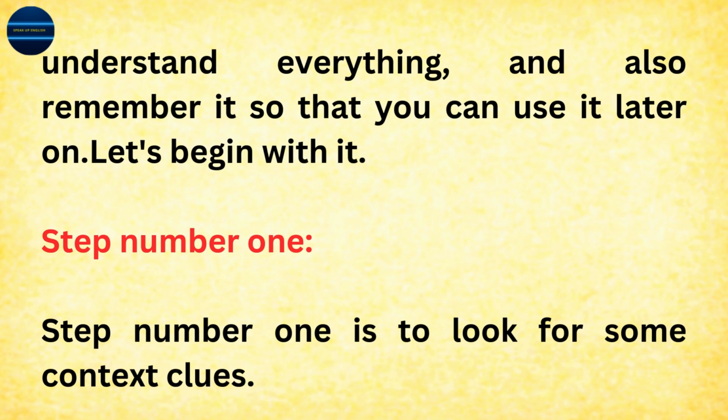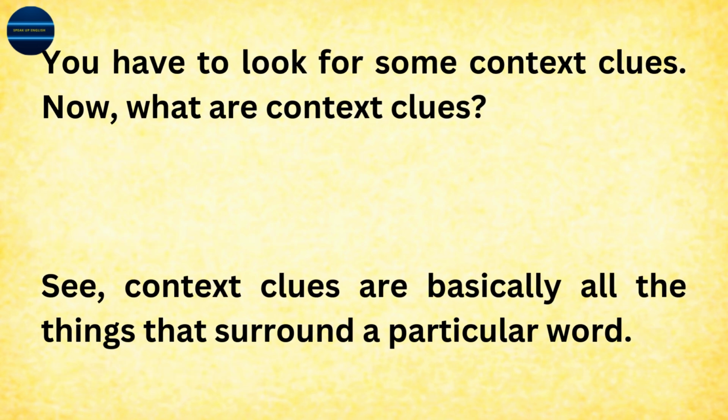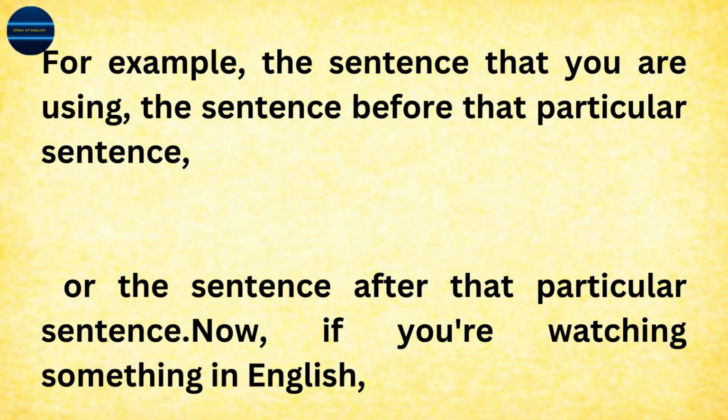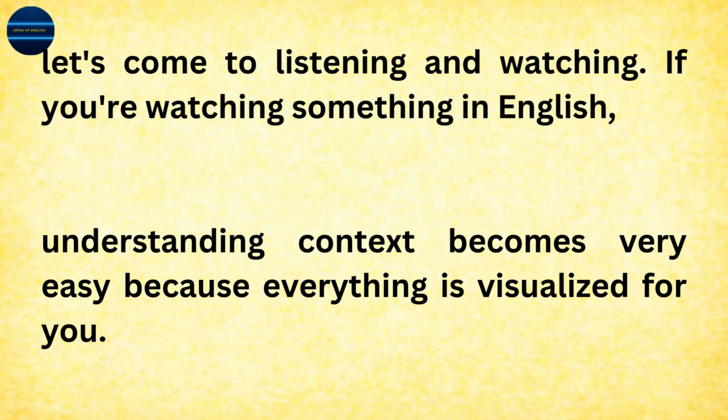Step number 1 is to look for some context clues. You have to look for some context clues. Now, what are context clues? See, context clues are basically all the things that surround a particular word. For example, the sentence that you are using, the sentence before that particular sentence, or the sentence after that particular sentence. Now, if you're watching something in English, let's come to listening and watching.